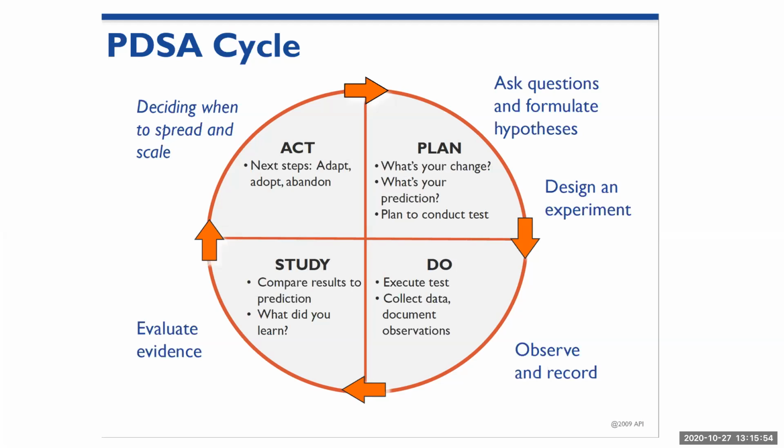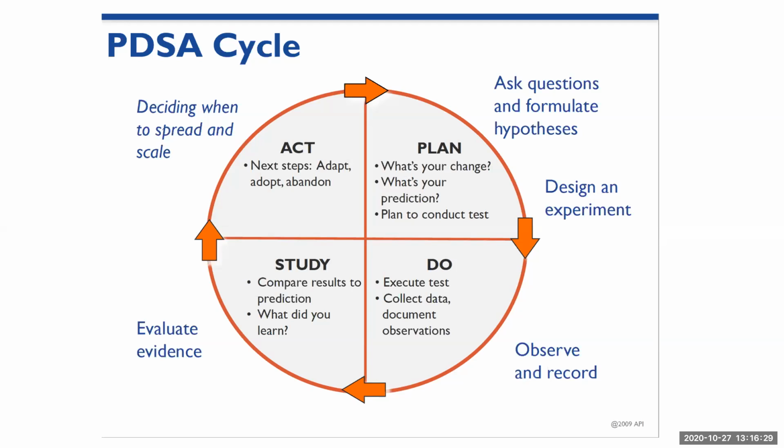Usually those options are thought of as adapting, adopting, or abandoning. So maybe it didn't quite work, but through that study phase, you figured out what some of the problems might be. And now you're going to adapt it and test it again. Maybe it worked really well and you're going to go ahead and adopt it. Or maybe it really just didn't work and it's time to abandon it. And other options are to retest it again if you didn't feel like you learned enough information, or if there's competing evidence, then you might just want to test it again as is.